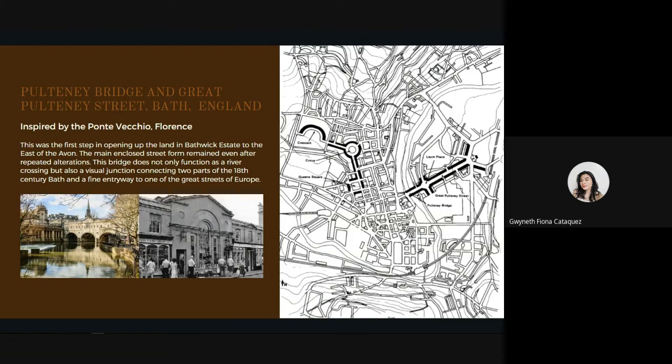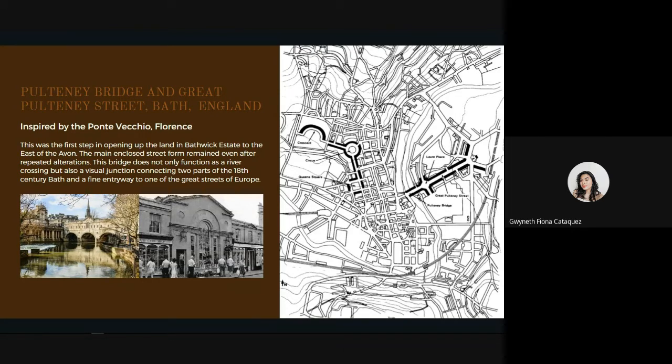The Adam Bridge is used as a river crossing, a visual junction that connects the two parts of the 18th century Bath and a fine entrance to the great streets of Europe. It also serves as a unique example of urban street architecture. Following this, the Great Pulteney Street is a continuation of Argyle Street that leads to the Sydney Gardens. The Great Pulteney Street stretches 300 meters long by 30 meters wide.